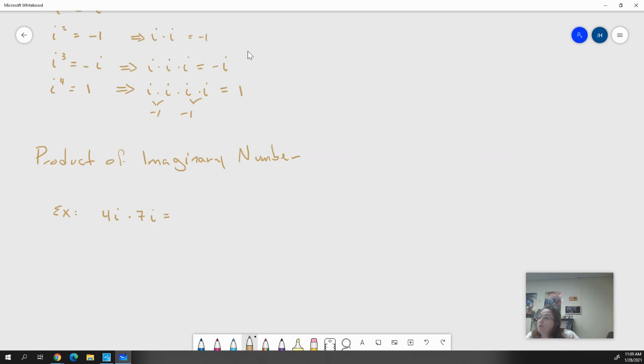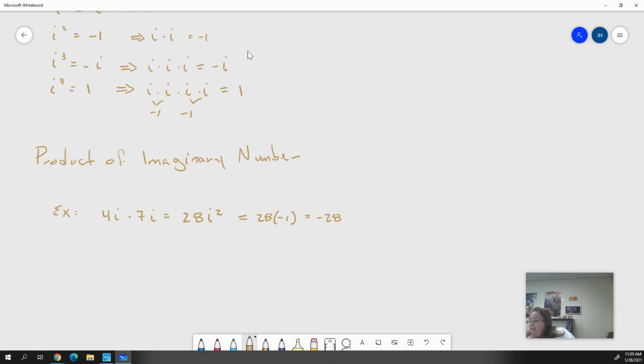We would go, well, 4 times 7 is 28. And then that i times i is just i squared. So we'd have 28i squared. But what we know is that i squared equals negative 1. And so we would have 28 times negative 1, which gives us negative 28.